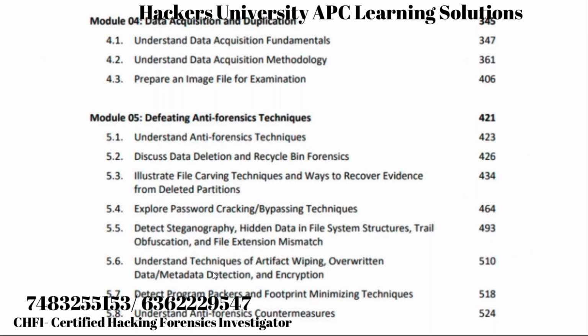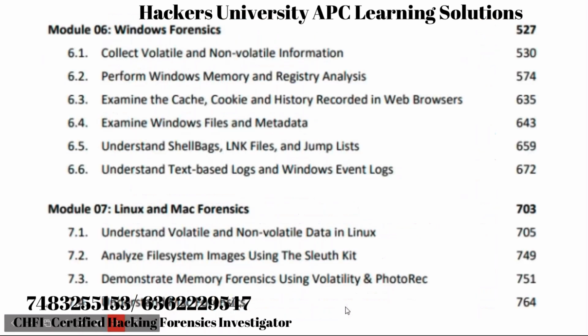We'll explore password cracking, bypassing techniques, steganography, hidden file systems, structure obfuscation, file extension mismatch, etc. We will see in this fifth module, as well as we will understand techniques of artifact wiping, overwritten data, metadata corruption, encryption, and detection programs. We'll detect packers if the file is encoded with some packers and all that. Footprint minimizing techniques and anti-forensic countermeasures we will also understand in this module. Then the next two modules, 6 and 7, are about Windows and Linux as well as Mac forensics.